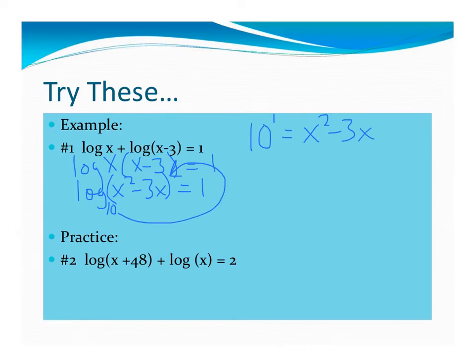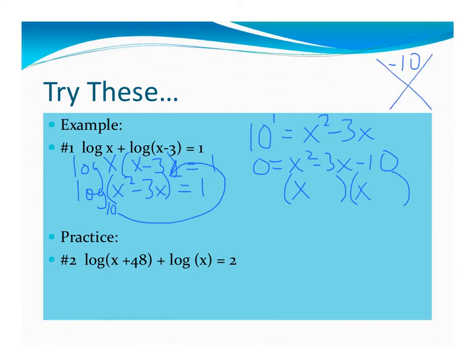Oh, man. I know what I need to do now. I'm going to have to do some factoring and solving. I'm going to subtract that 10 over to the other side. So I'm going to have 0 equals x squared minus 3x minus 10, and now I'm going to factor and solve. Well, x and x, let's see here, what multiplies to negative 10 and adds to negative 3? Well, that's going to be negative 5 and positive 2. So I have negative 5, positive 2.